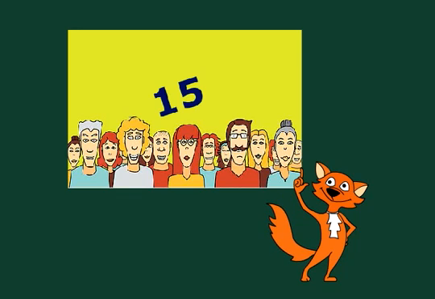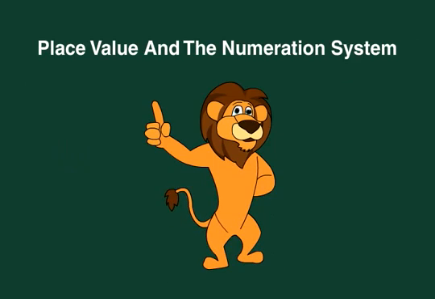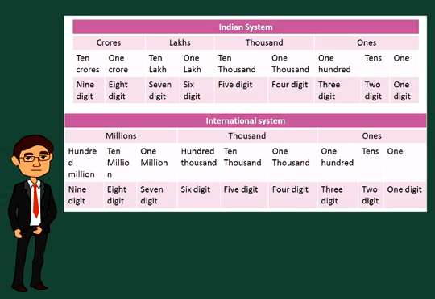Place value and the numeration system. Place value. Use of commas helps in reading and writing large numbers. In the Indian system of numeration, we have commas after 3 digits starting from the right, and thereafter every 2 digits. The commas after 3, 5, and 7 digits separate thousand, lakh and crore respectively. In the international system of numeration, commas are placed after every 3 digits starting from the right. The commas after 3 and 6 digits separate thousand and million respectively.